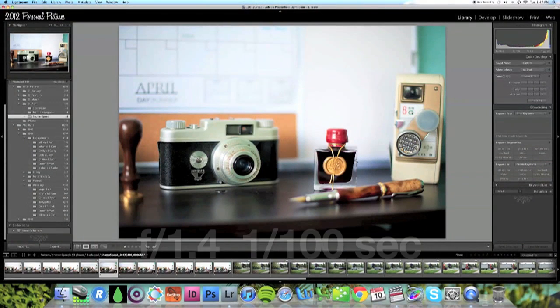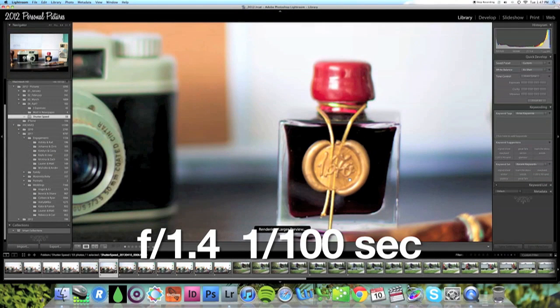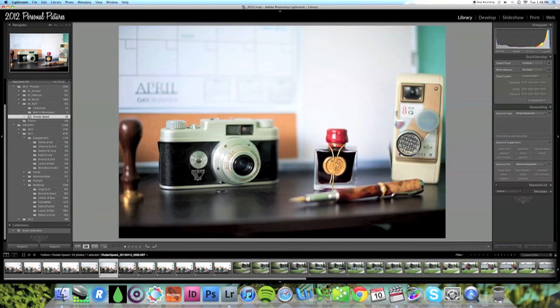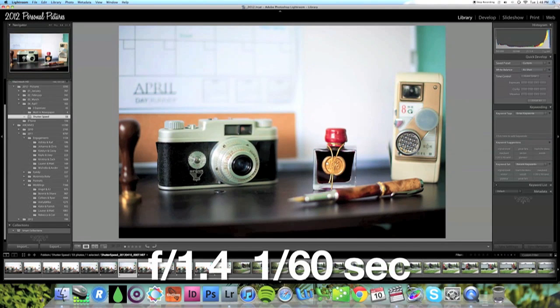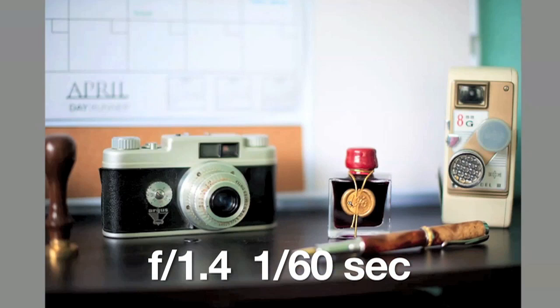So here are some examples. This image here was shot at 1/100th of a second. I focused in right here on the bottle, and as you can see, once this renders, it's pretty crisp. And these were all shot handheld, so you can be pretty sure that at 1/100th of a second, you're going to be pretty crisp. I dropped down to 1/60th of a second, pretty much the same thing. It's in focus, it's crisp, pretty good.